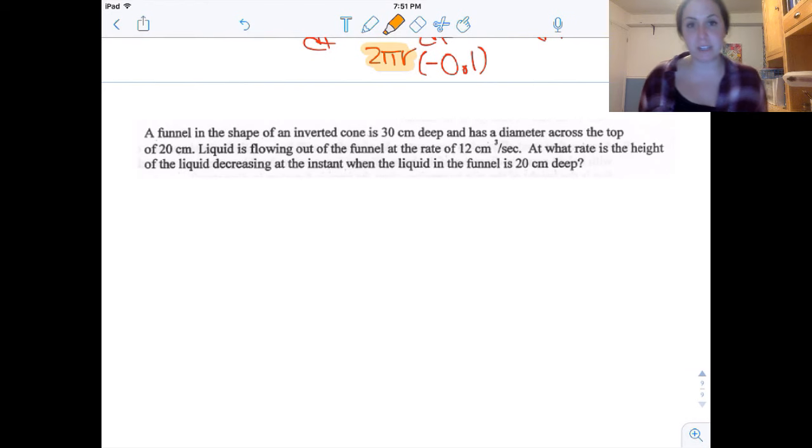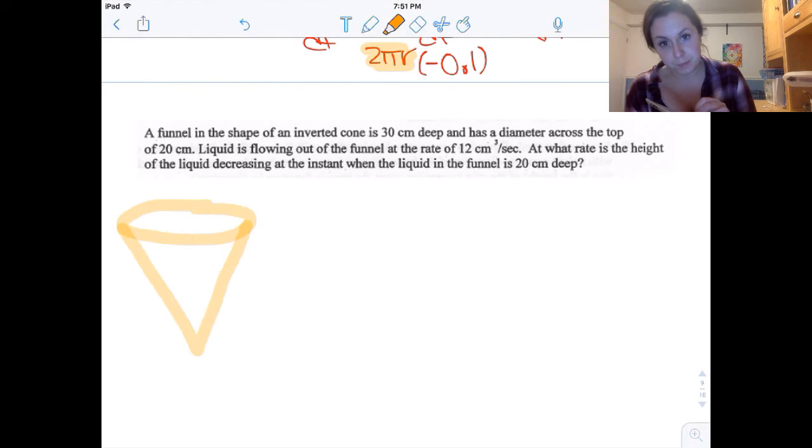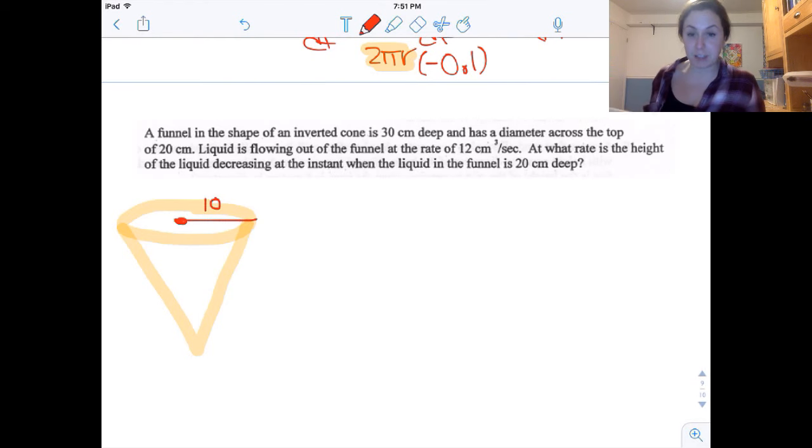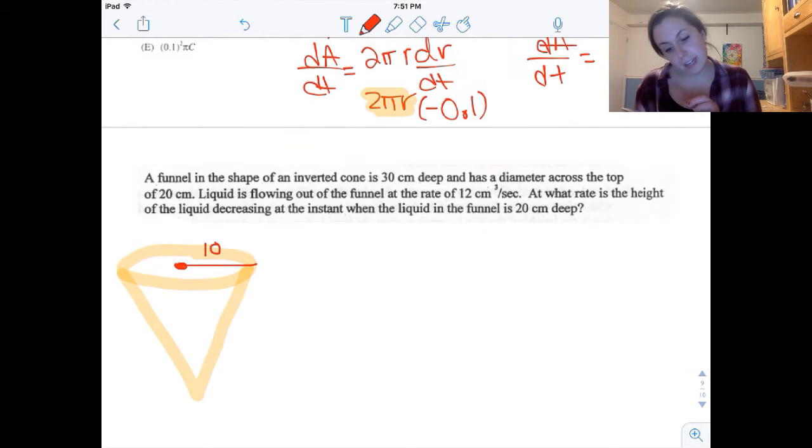So a funnel is in the shape of an inverted cone. So inverted, think upside down. There's my funnel. Has a diameter across the top of 20. Normally, I like to just mark the radius then because typically we're going to use radius. And a height of 30.